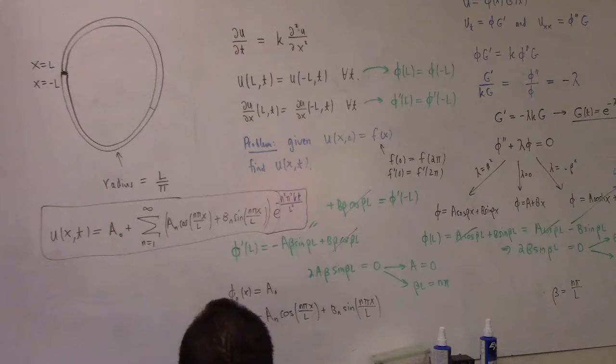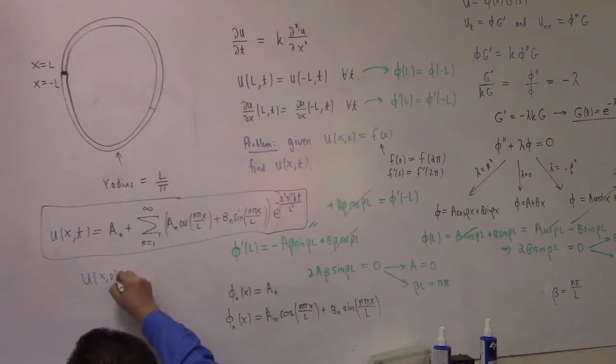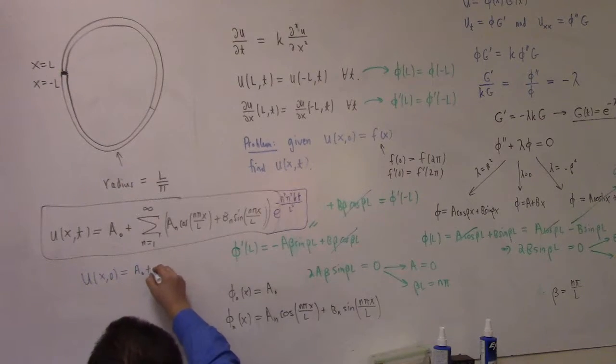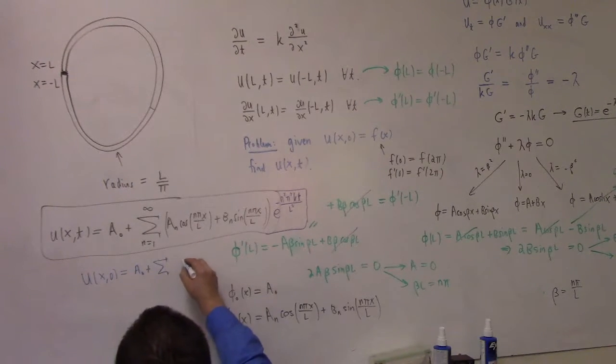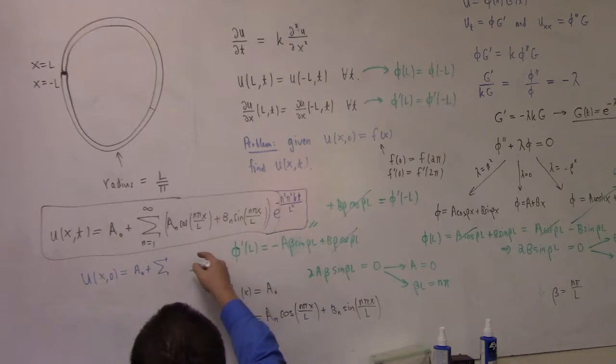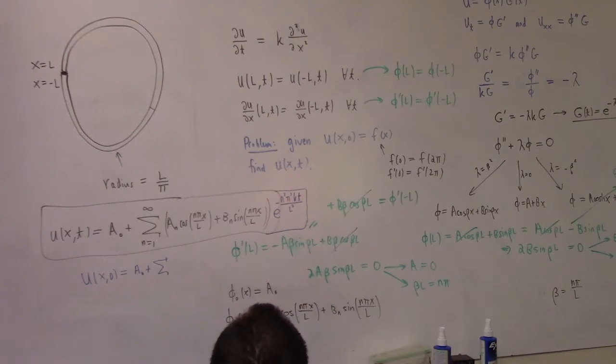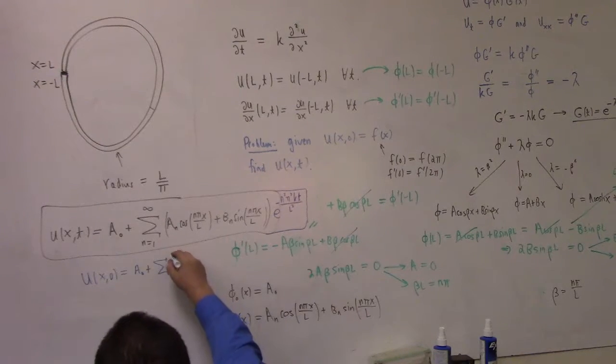Well, I was being a little bit too flippant there. The Fourier analysis is still pretty involved here, right? When you plug in u of x comma 0, what does that give you? It gives you a naught plus the sum, putting time equal to 0. It just throws the exponential away. Never mind, it is just all that.